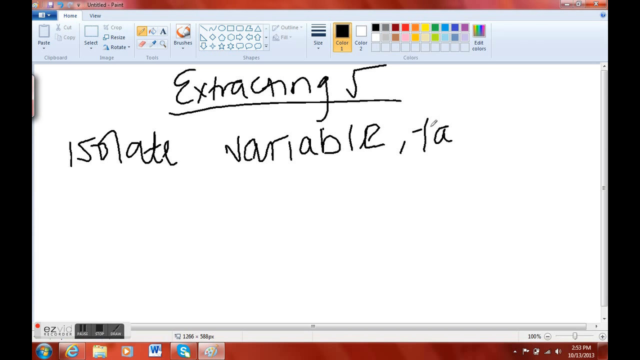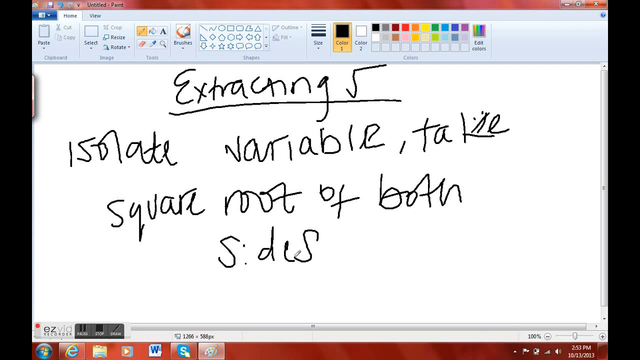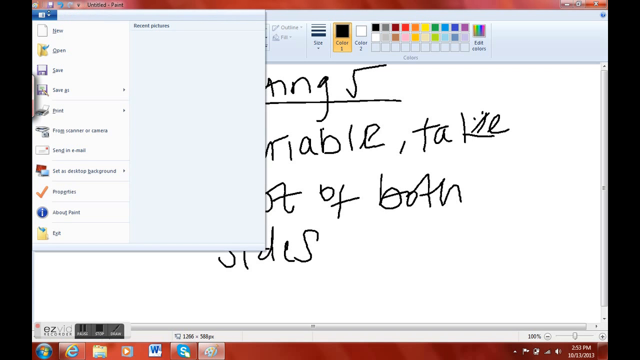Seems a little bit too complicated. But you simply isolate the variable, take the square root of both sides, and that's it. So yeah, that's the verbal definition. Well, that's a verbal approach to extracting the square root.